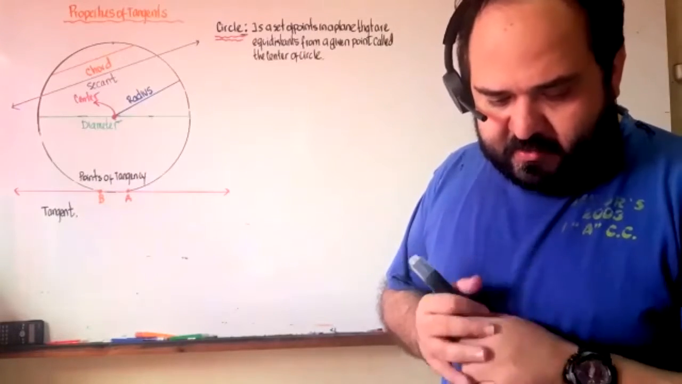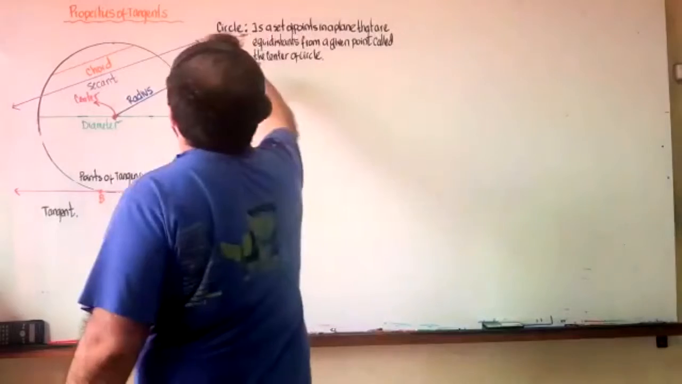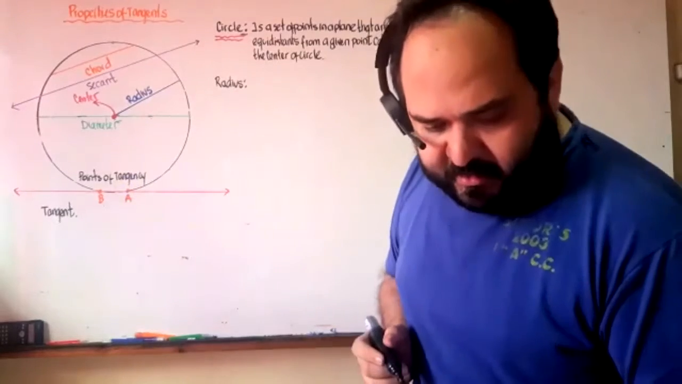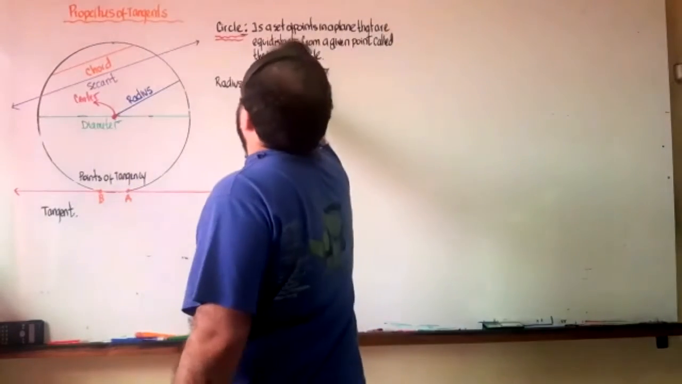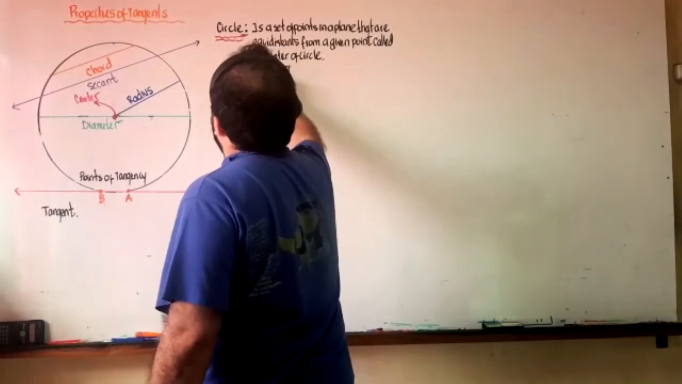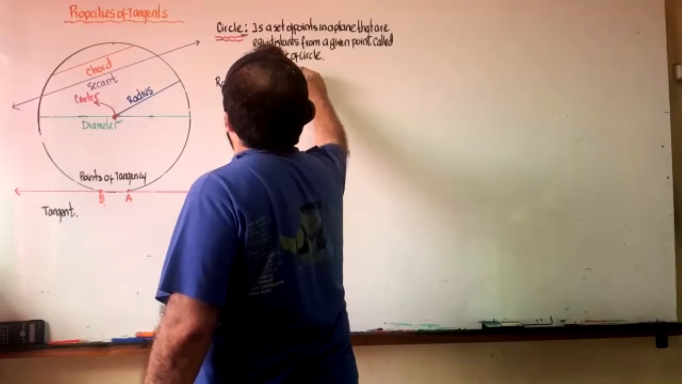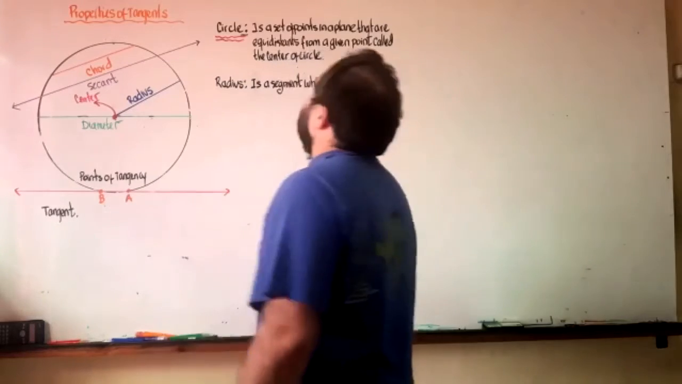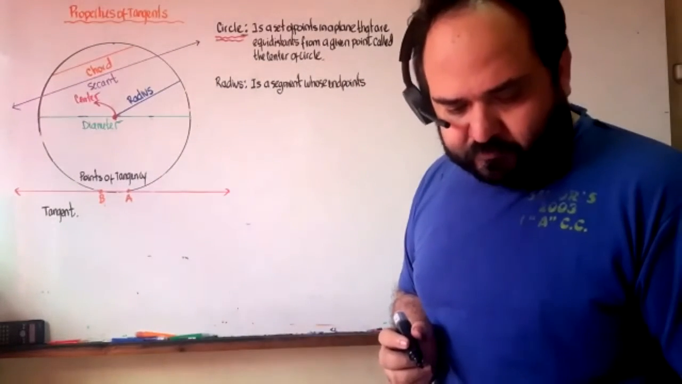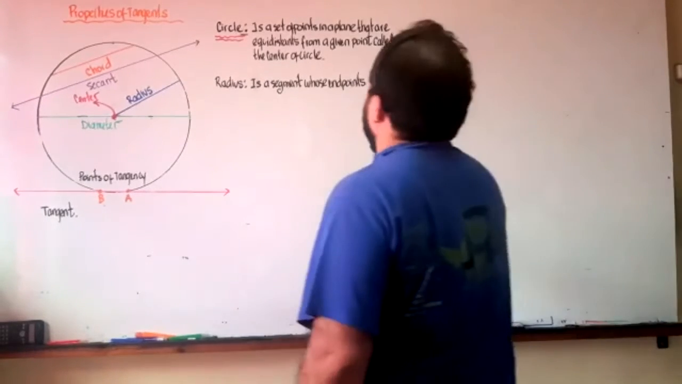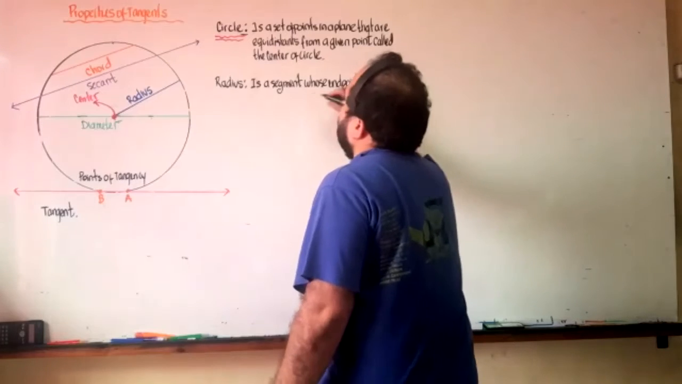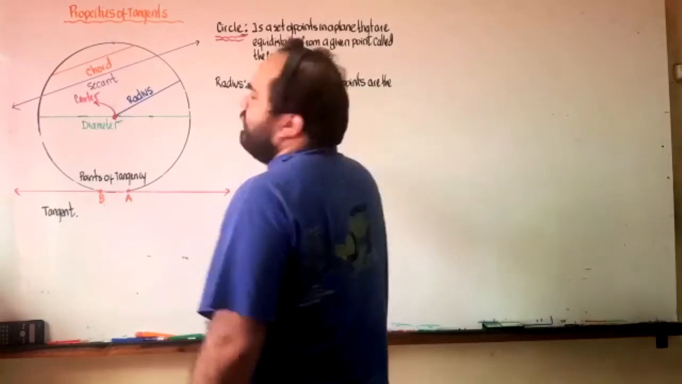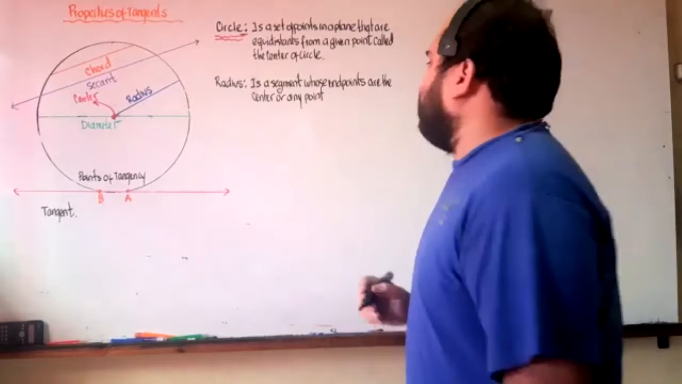Okay. And the radius, according to the definition, is a segment whose endpoints are the center and any point on the circle.